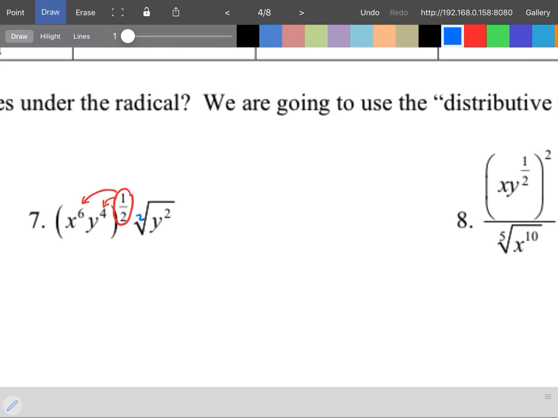All right. So let me rewrite this thing for you guys. So we're going to have x to the 6th to the 1/2 power. And then we're going to have y to the 4th to the 1/2 power. And then we're going to rewrite that radical as a fraction exponent power. So we're going to have y.